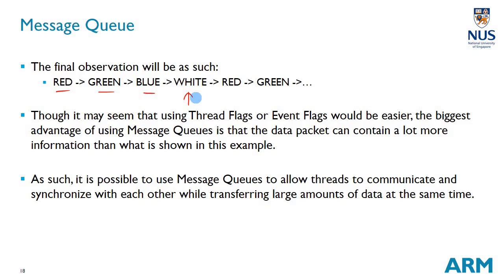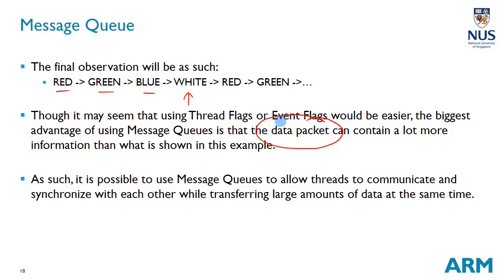Now, you may think that I can achieve the same thing with thread flags and event flags. So why message queues? The main reason message queues are so important is the ability to send data while synchronizing. With thread flags, event flags and semaphores, you can synchronize, but you're not transferring any data at the same time. But in message queues, you can send data and synchronize concurrently. That is a very powerful feature of message queues.